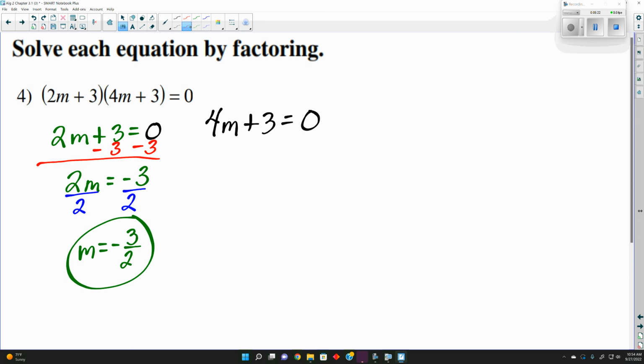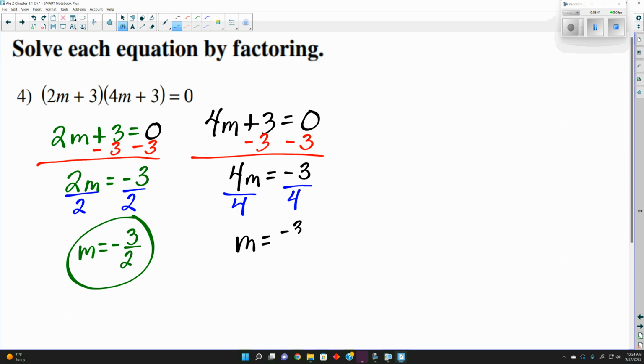Now we can do the same thing to the other side. The first thing we can do is subtract 3 from both sides, which will tell us that 4m is equal to negative 3. Then we can divide by 4. And those are our two answers.